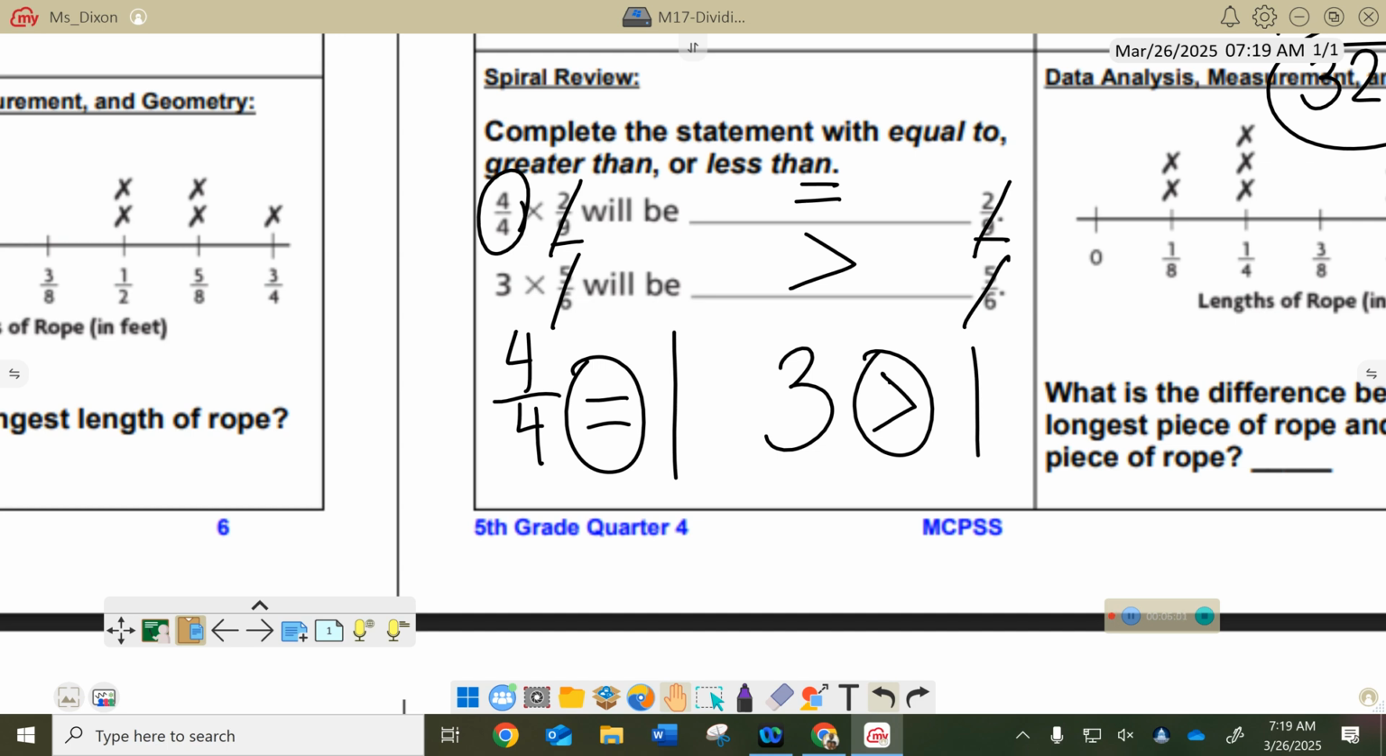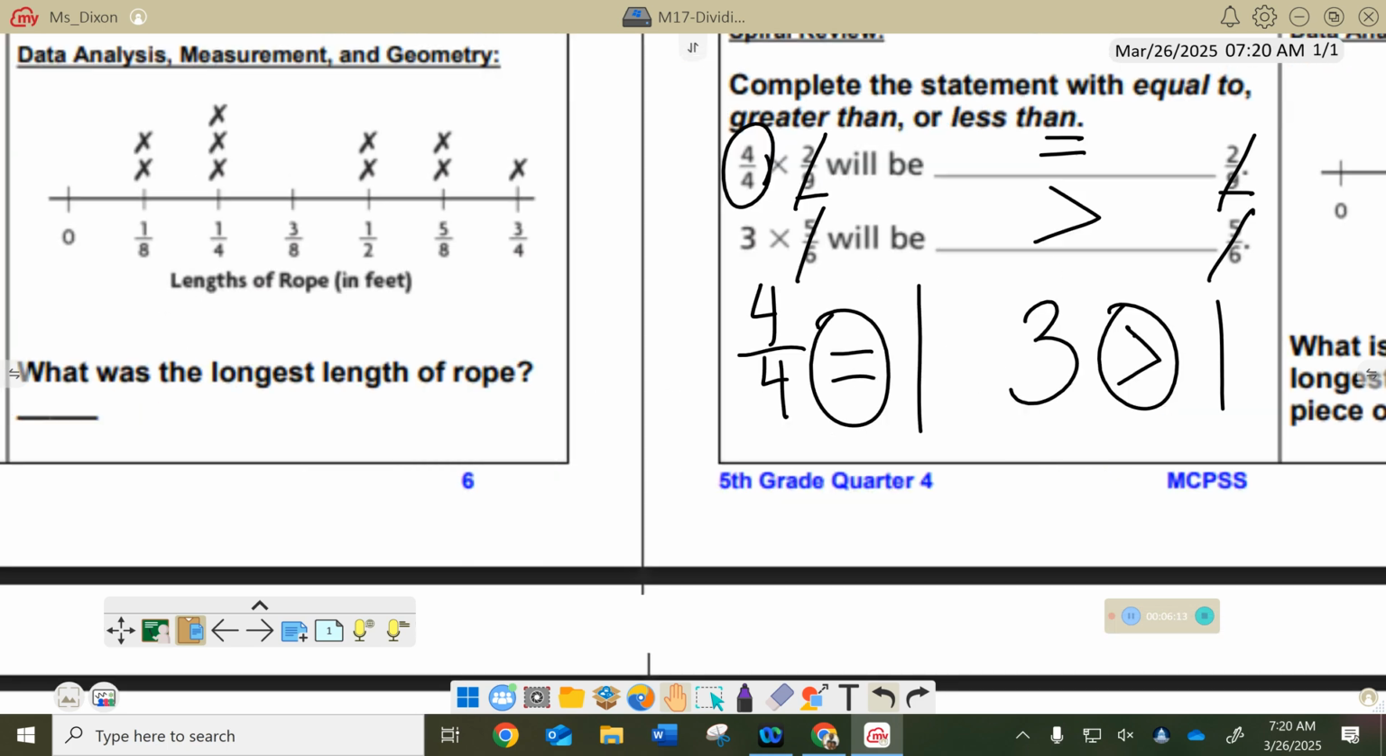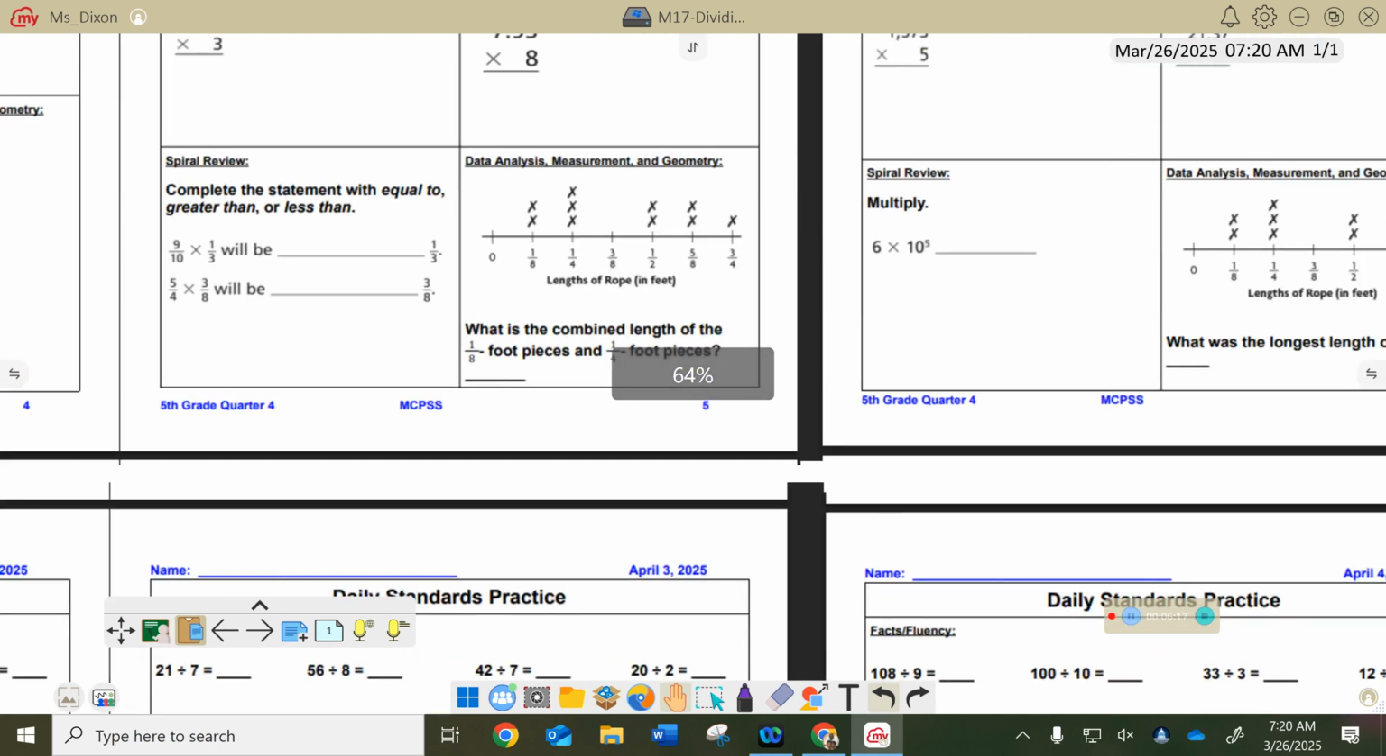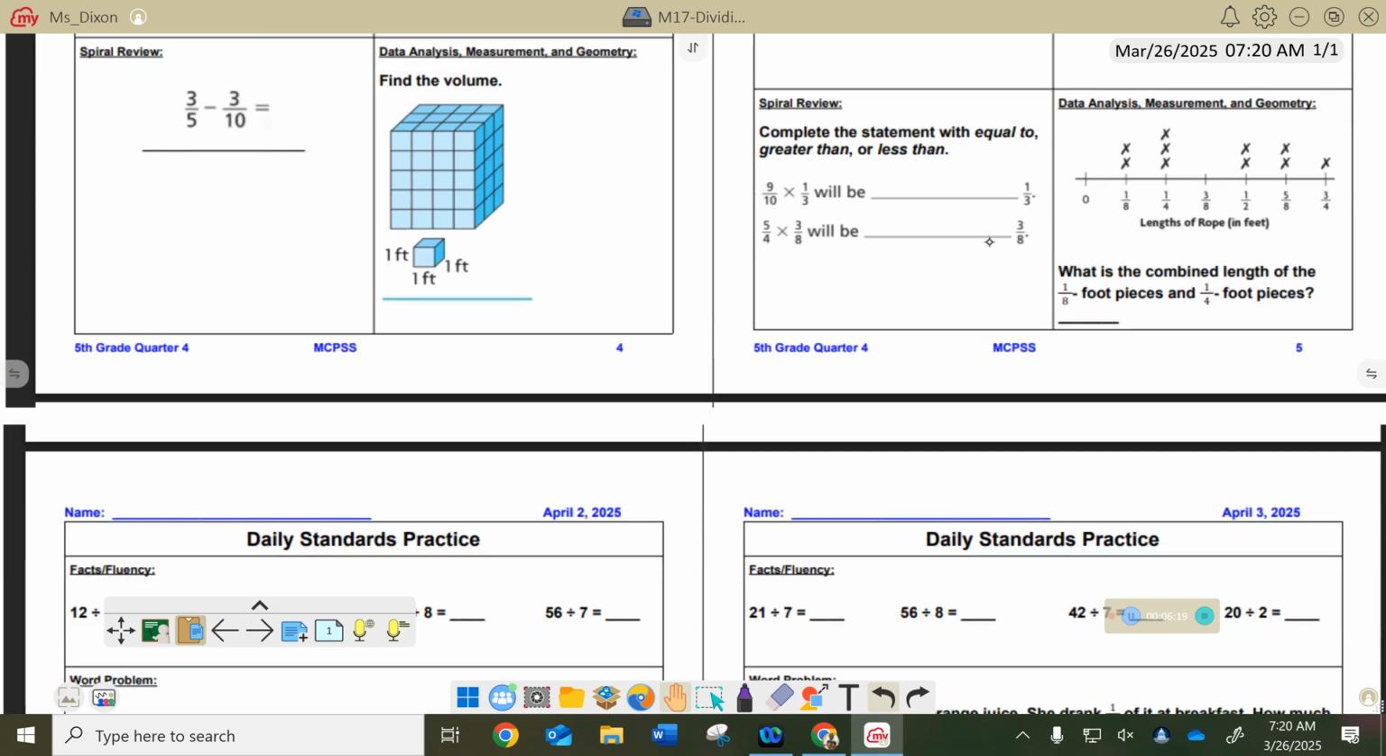Let's go ahead and turn over to our problem of the day. If you need a minute, you know you can always pause the video. We're going to move over to our problem of the day. Page 81. We did 80 yesterday.